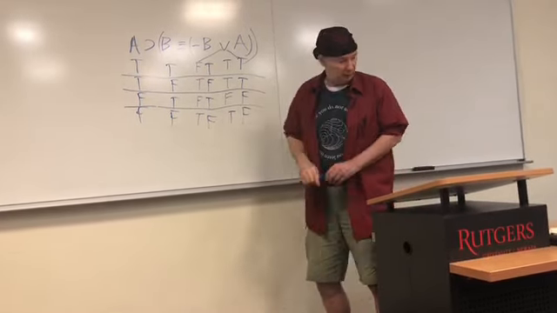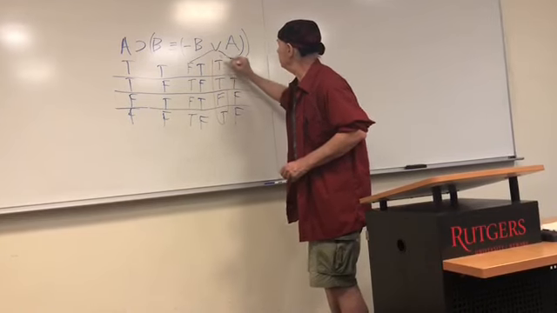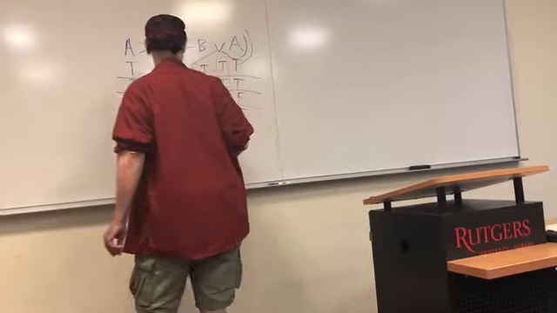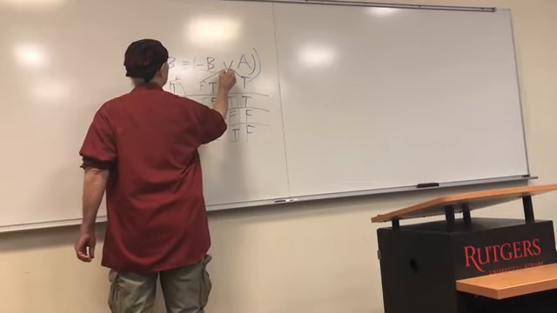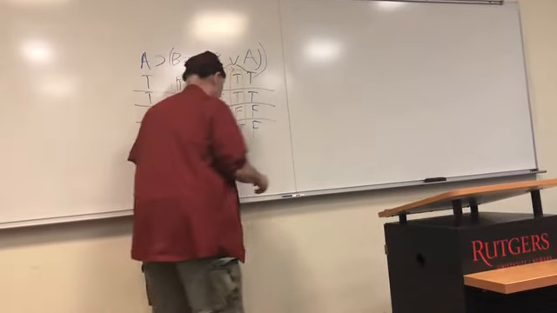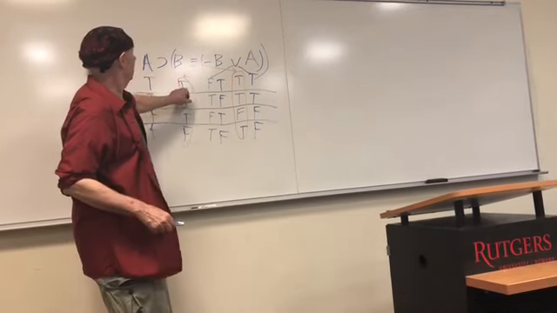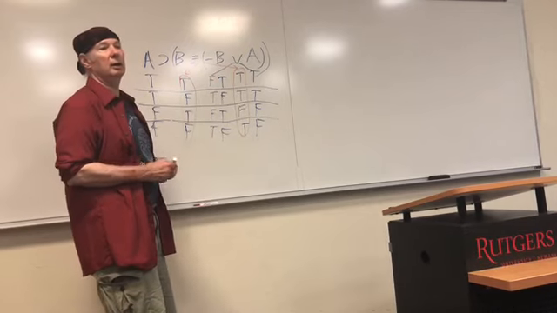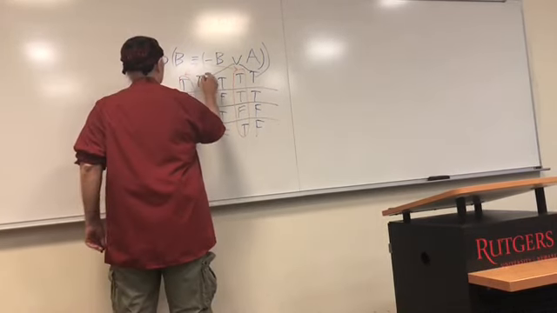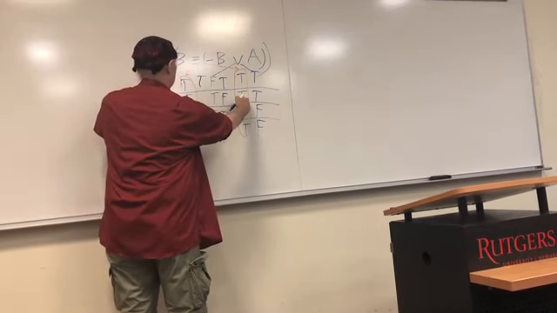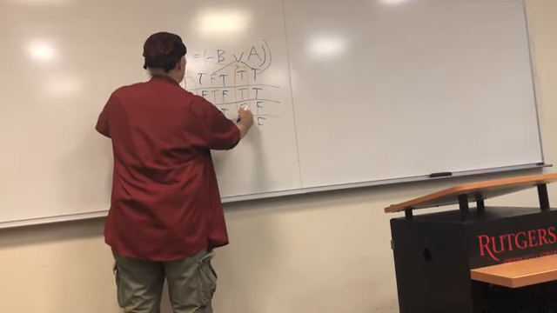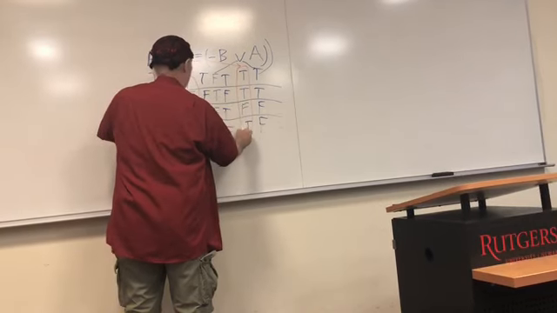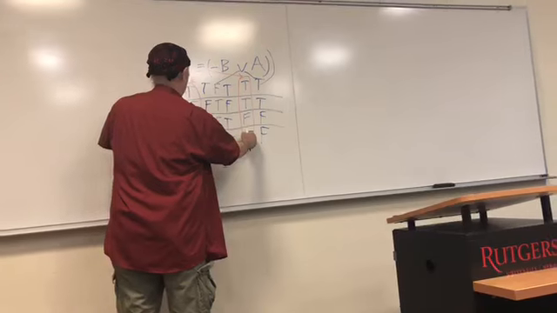So the column underneath the wedge now gets triple barred to the column underneath B. So T triple bar T is T. F triple bar T is F. T triple bar F is F. F triple bar T is F.